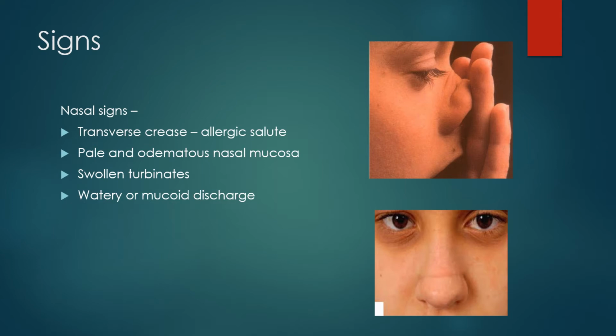Due to allergy, the turbinates become very edematous, and the posterior end of the inferior turbinate becomes edematous and is known as mulberry turbinate. There can be swollen turbinates due to edema, and a watery, thin, mucoid type of discharge will be present.